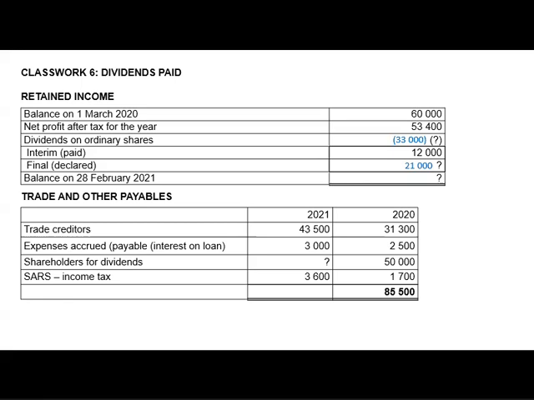I have my final dividends there, and I have just shown you how I calculated 33,000. 33,000 is just the 12,000 interim for this year plus 21,000 final for this year, and it will give me my dividends on ordinary shares for the current year. Okay. And with that information, I'm ready to go to prepare my dividends paid.